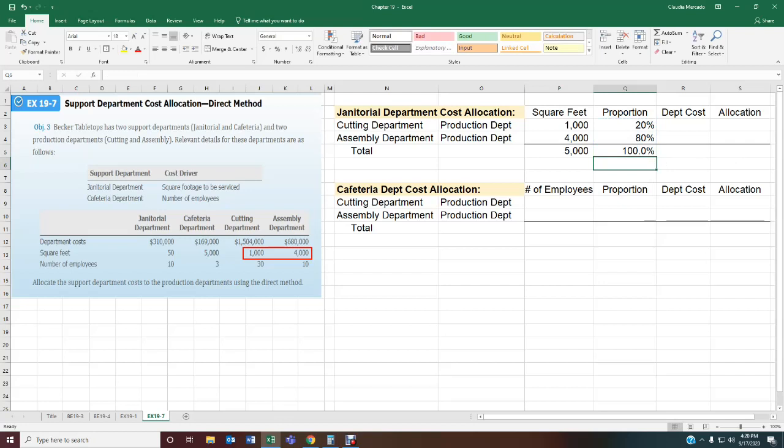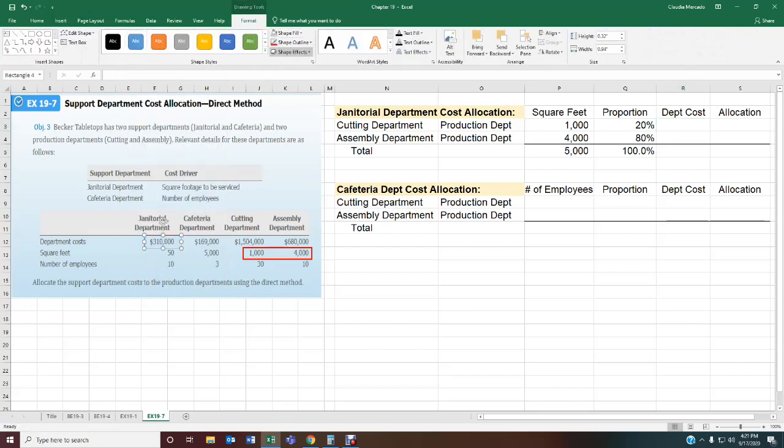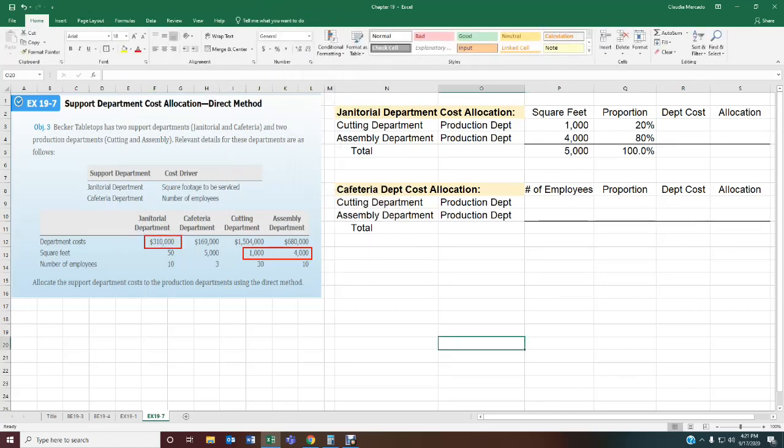So my proportion is 20% for cutting, 80% assembly. Okay. Now, what is my department cost? How much did I spend in my janitorial department? In my janitorial department, I spent $310,000. That is how much you spent in your janitorial department. That is what you're trying to allocate to your production departments. Okay, so my cost was $310,000.